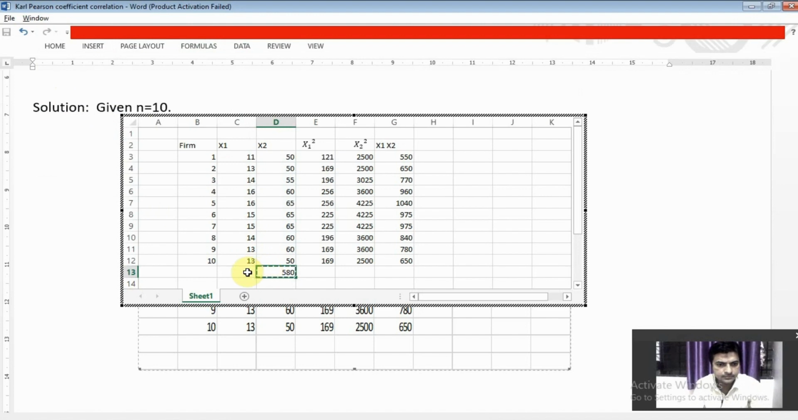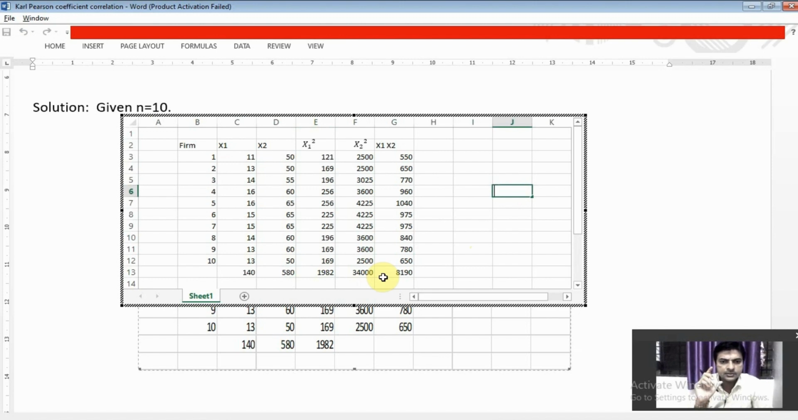Similarly, summation of x1 is 140. Summation of x1 square is 1980. So like this I take all the summations. So I get here x1, x2, x1 square, x2 square and x1 into x2. So sum of all the values I have calculated.